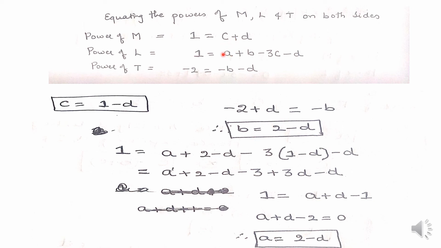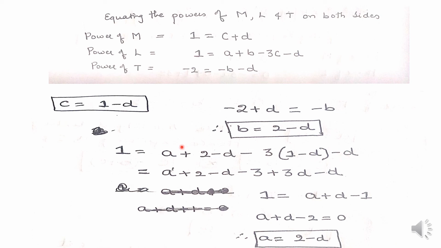1 is equals to A plus B value already we have calculated. B is nothing but 2 minus D. I have substituted B here. A plus B is A plus 2 minus D minus 3, I have kept as it is. The value of C is 1 minus D. So in the bracket I have written 1 minus D. So minus D as it is here. So let us simplify this now.